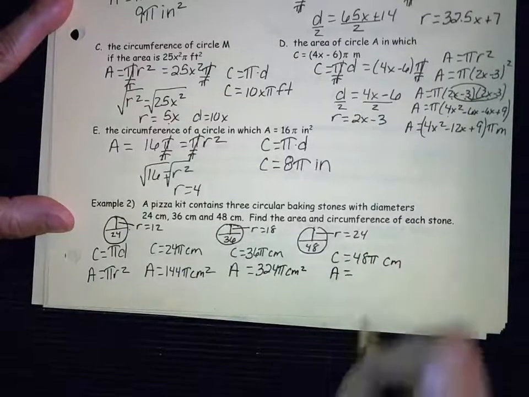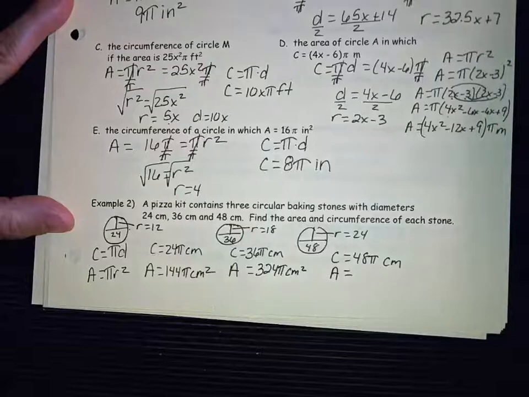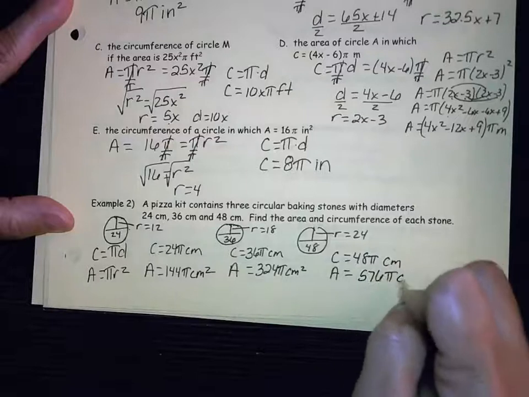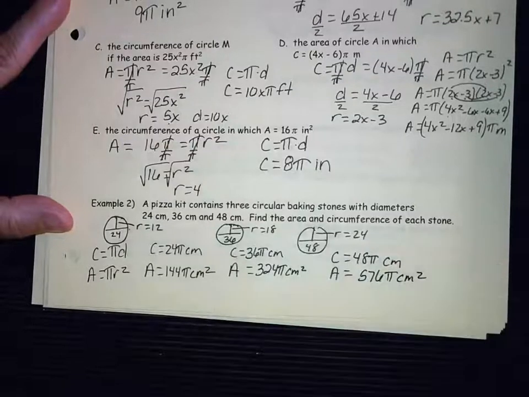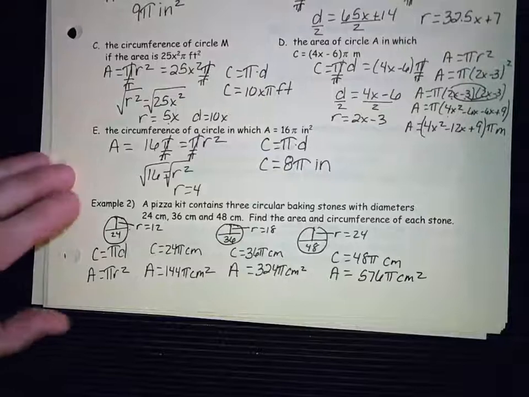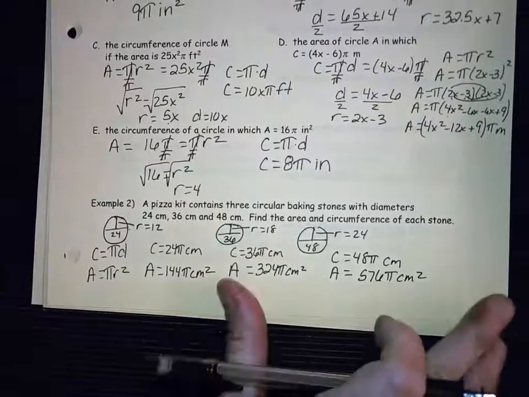And the third one, 24 times 24 is 576 pi centimeters squared. You can multiply those out. You don't have to if you don't want to.